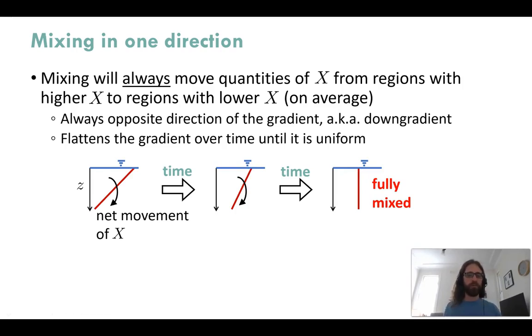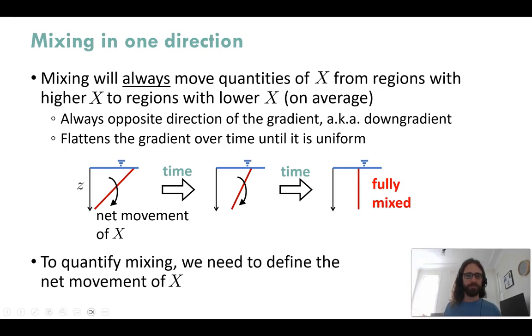Because you're always moving from higher to lower, the movement is always opposite to the direction of the gradient. The quantity is increasing as you approach the surface, so the direction that you're moving is always going to be in the opposite direction, which is known as down gradient. In order to quantify how this mixing is happening and how quickly it's occurring over time, what we need to do is define this net movement of x that is happening.